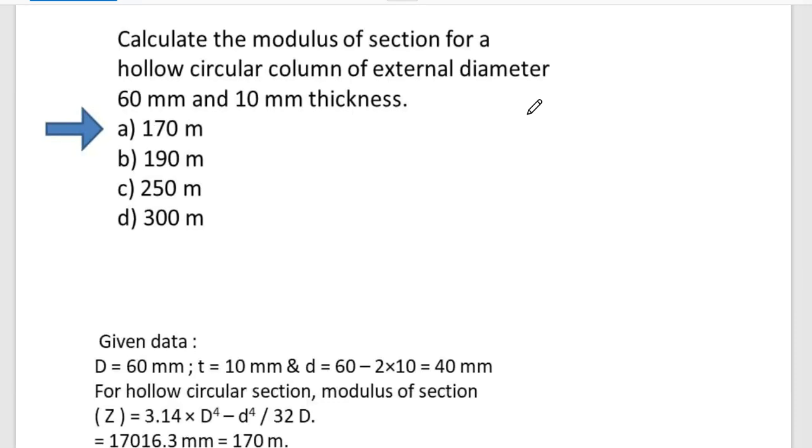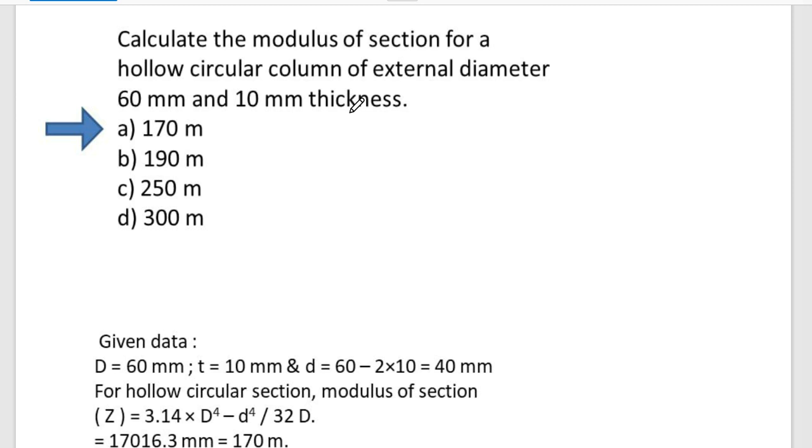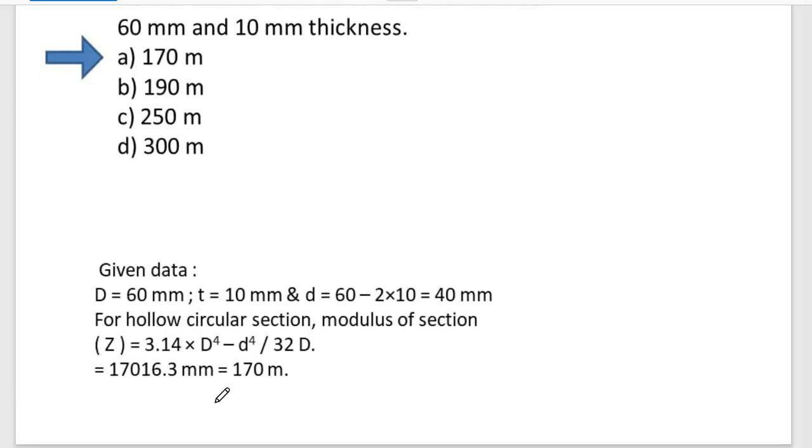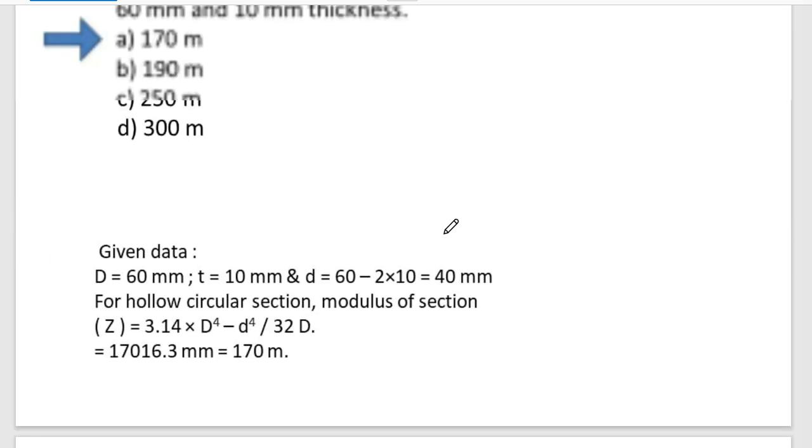Next, question number 15. Calculate the modulus of the section for a hollow circular column of external diameter 60 mm and thickness 10 mm. So this is a calculative question. Here we have to apply a formula, that is pi times (D^4 minus d^4) divided by 32D. Everything is given. Basically small d we can find as the diameter minus 2 times t. So everything is known, so we are able to get the value of the modulus of the section. We will get 170 meter as the answer.